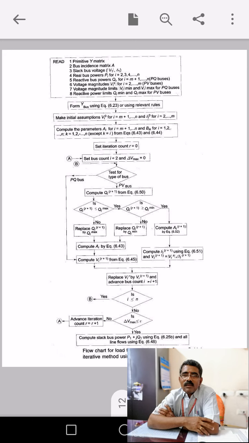Now please go through the flow chart corresponding to our Gauss-Seidel method. It is self-explanatory, you can just see.